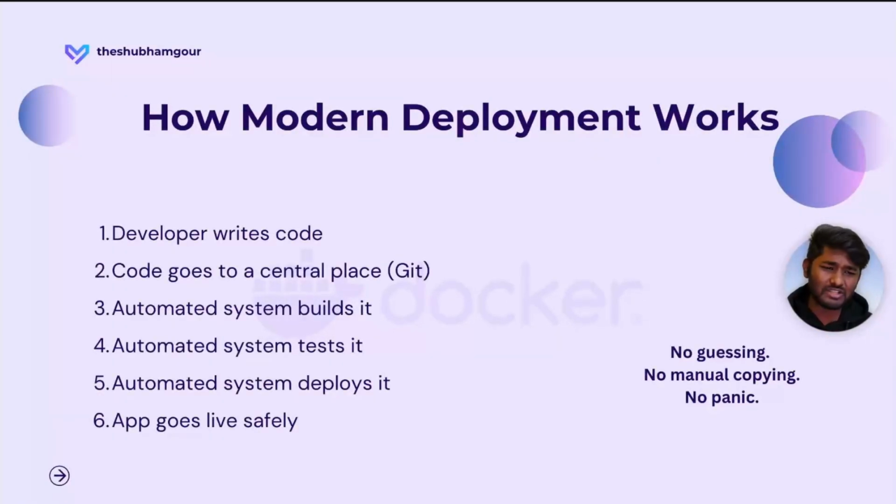So, how does modern deployment work? The developer writes the code, which goes to a central place called Git, and then an automated system builds it. I repeat again, an automated system builds it, an automated system tests it, an automated system deploys it, and then the application is live. So no guessing, no manual copying, and no panicking. And the user can actually use it.